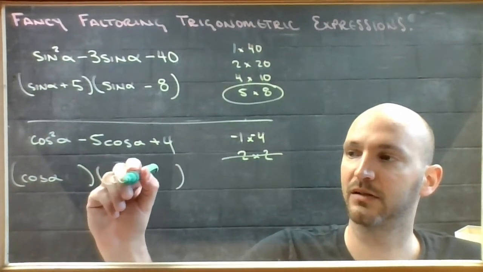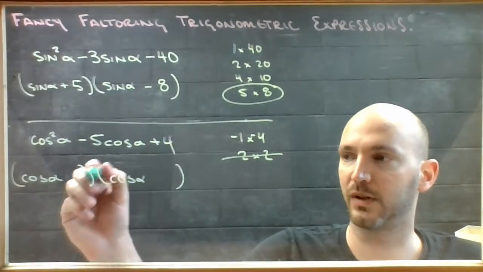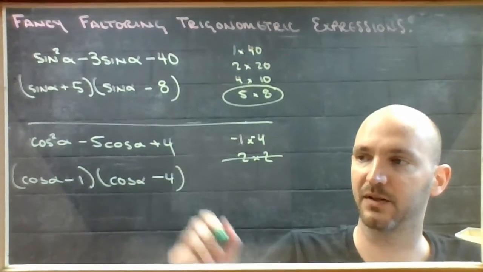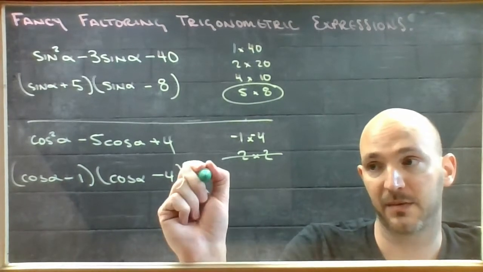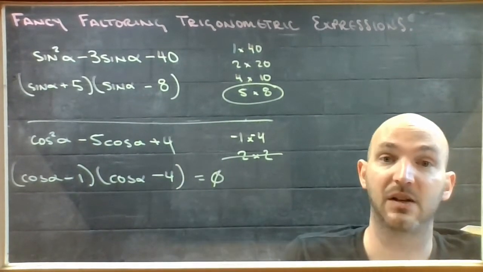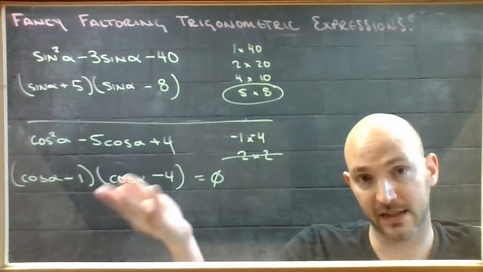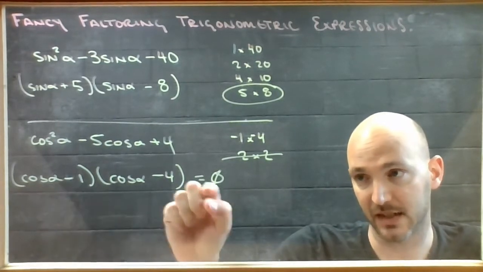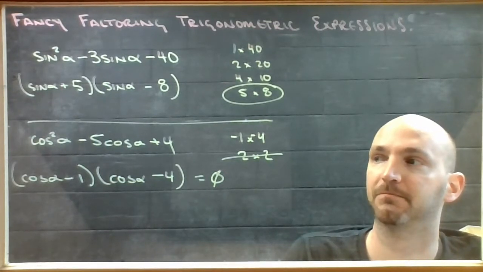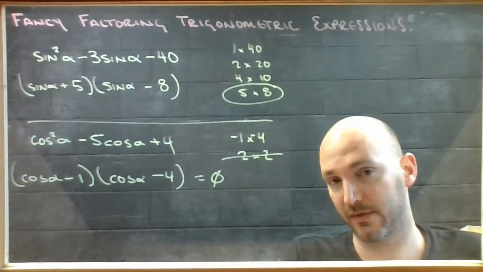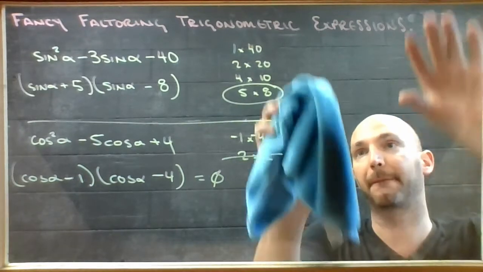Cos alpha, one of them is negative 1, one of them is negative 4. Now if this happened to be equal to 0, then I could set this up and do cases. I would do this is equal to 0, that is equal to 0, and off I go and solve them. There's one more fancy flavor, and then we're off to the practice problems.